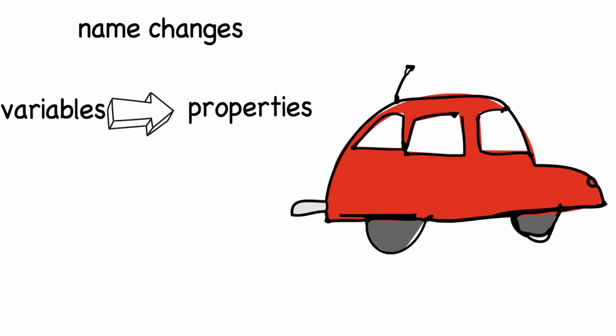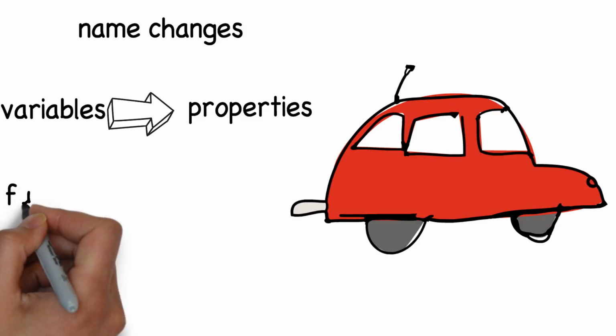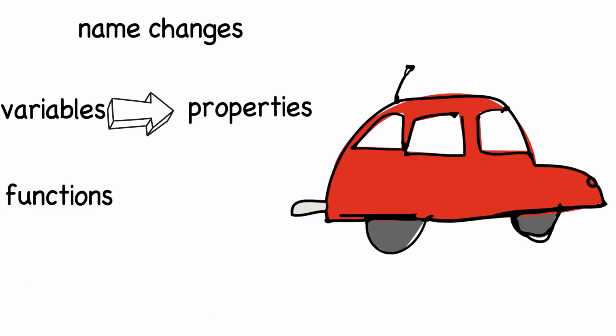In an object, functions become known as methods. If a function is part of an object, it is called a method. Methods represent tasks that are associated with the object. We're going to dive deeper into functions and methods in a later lesson.